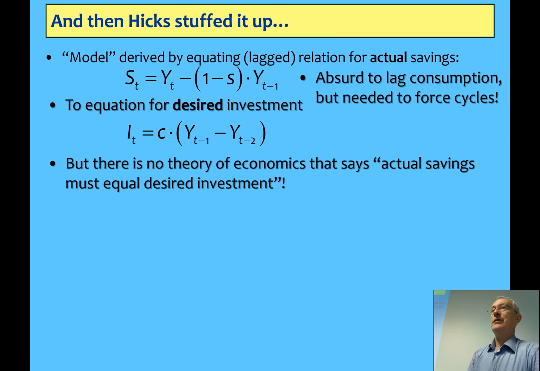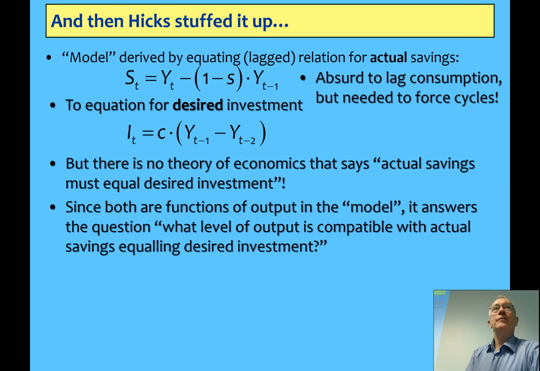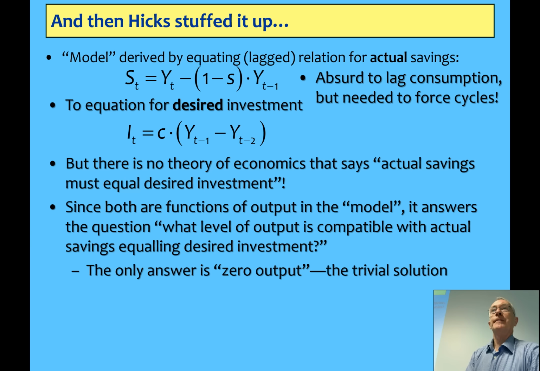Now, is there any theory of economics that says actual investment has to be equal to actual savings has to be equal to desired investment? Ain't no such model. Okay? So it's a nonsense model. And therefore, when you put a nonsense model into mathematical form, the only answer to the model is 0. Okay, anything realistic becomes made into nonsense. That's why it's got an equilibrium of 0. So the whole model's a waste of time.